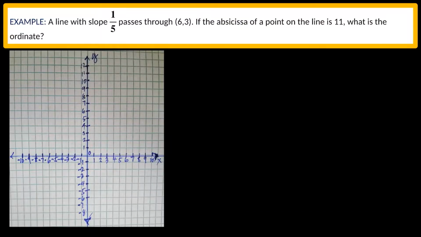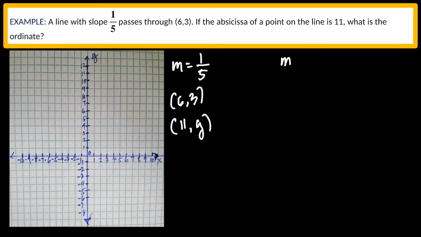Let's have the last example. A line with a slope 1/5 passes through (6, 3), and if the abscissa of a point on the line is 11, what is the ordinate? Alright, so we are to look for the ordinate of the second point. Alright, but we are given the slope, which is 1/5, and the coordinate of the first point, which is (6, 3), and the second coordinate is 11, but the ordinate is unknown. Alright, and so let's try to solve for the y.